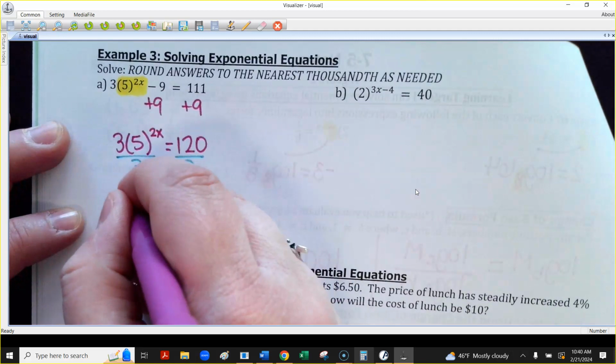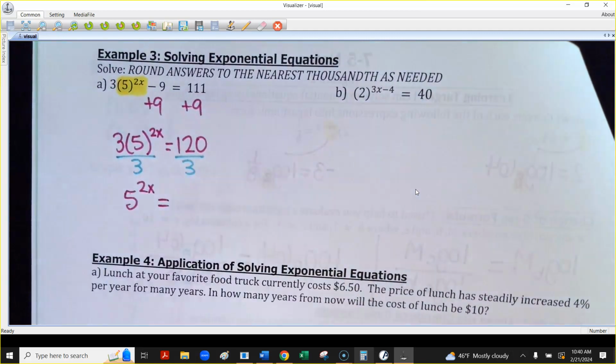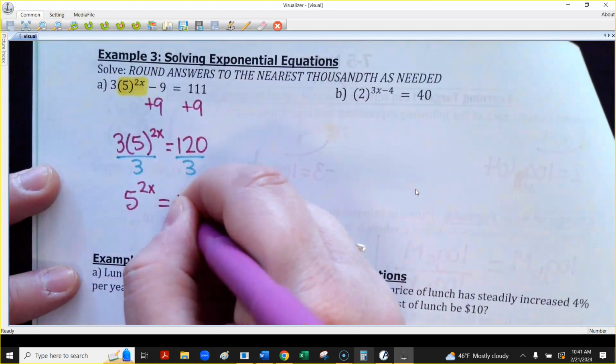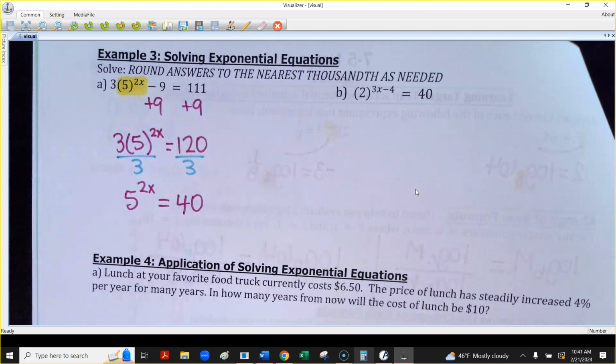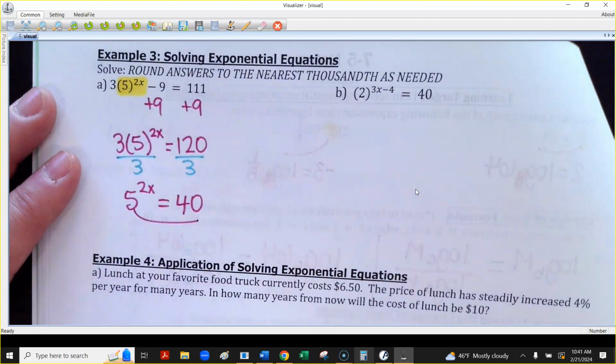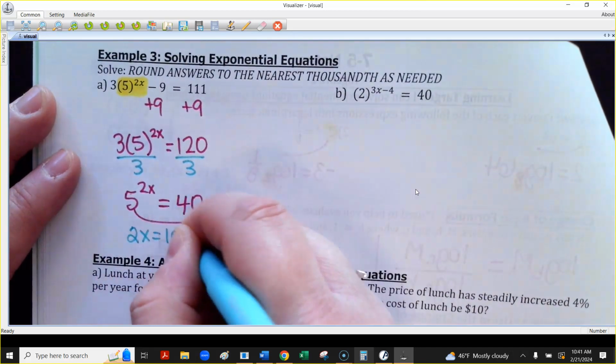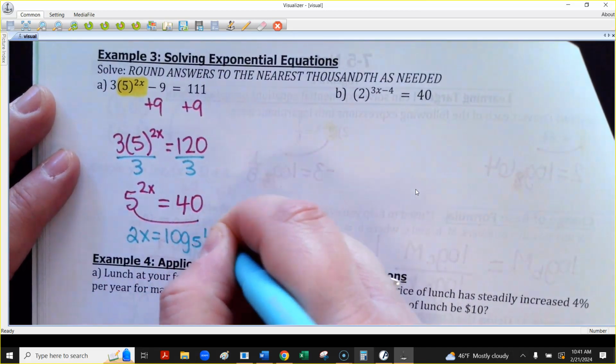So I've got this 5 to the 2x. Whatever you're taking to your exponent, you want that by itself. Then we're going to convert it to a log here in a second. This will be 40. Now, I'm just going to swoosh this over to the other side, get that exponent down on the level with the rest of the question. We'd have 2x equals log base 5 of 40.